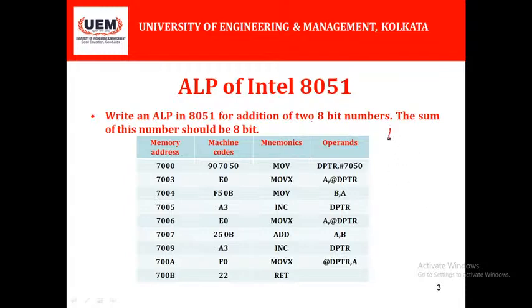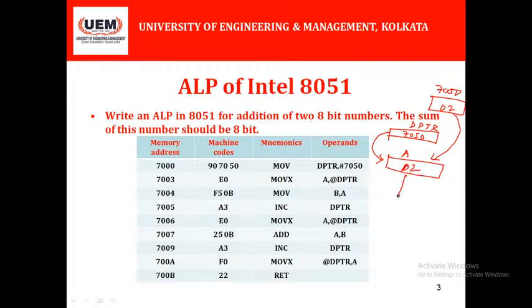So first of all, we are storing 7050 to DPTR, the data pointer register: MOV DPTR, #7050. Now the value at 7050 is, suppose, 02. We are moving it to the A register, so now the A register value becomes 02.